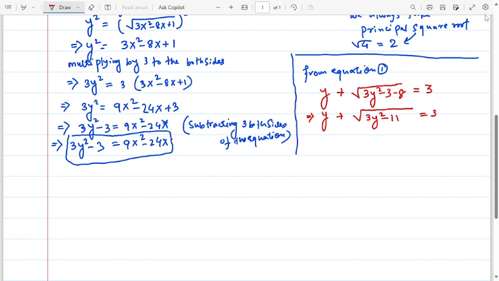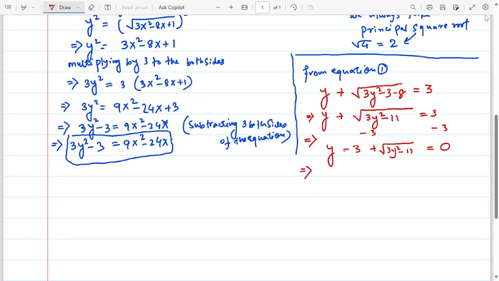How can we solve? Yes. To solve this equation, we need to first remove this square root. How do we do that? Yes, changing the side of 3. So here 3 is on the right side. If we change the side of 3 to the left side, then the positive sign of 3 will become minus 3. Then this will become y minus 3 plus square root of 3y square minus 11 equal to 0.